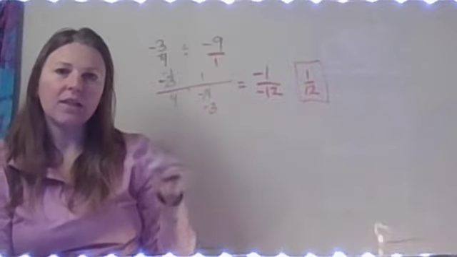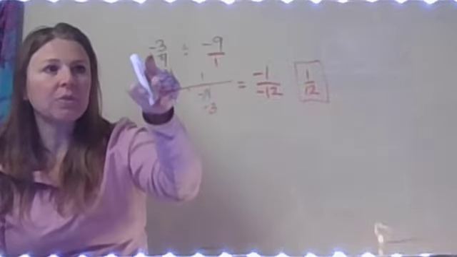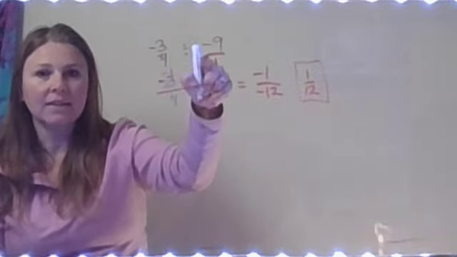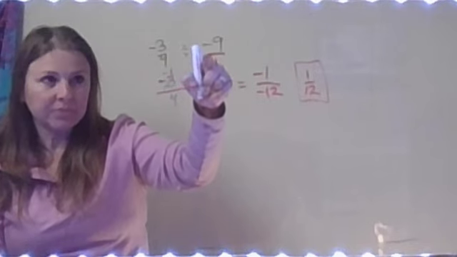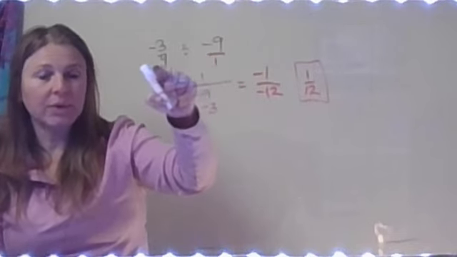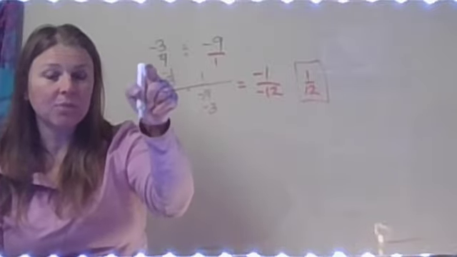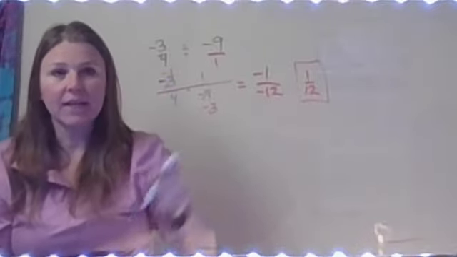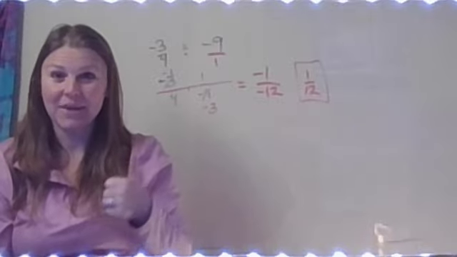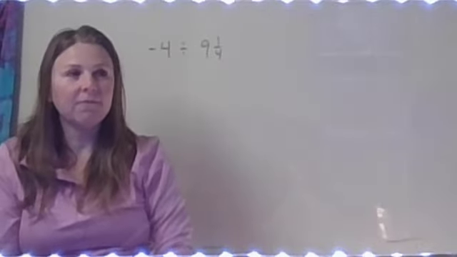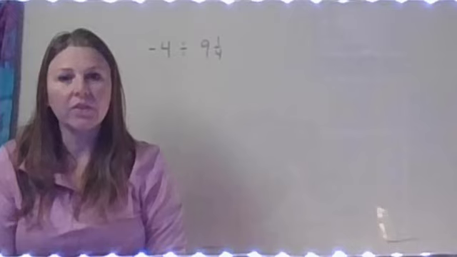And then you might just want to think, does that make sense? If you're doing 3/4 divided by 9, how many times does 9 go into 3/4? It's going to be a pretty small number. It's going to be less than 3/4. So that's why we're getting a small fraction. So makes sense. We have -4 divided by 9 and 1/4.